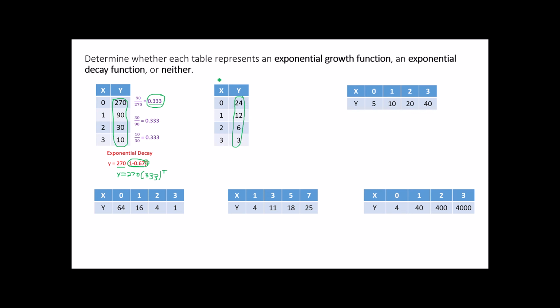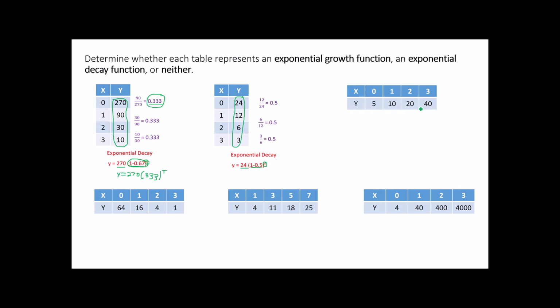It can't be growth, so let's see if it's exponential decay. 12 over 24 is 0.5. 6 over 12 is 0.5. 3 over 6 is 0.5. So it is going to be an exponential function. In this case, it's exponential decay because it's going down. And your rule is you started at 24, you lost 50% every time.